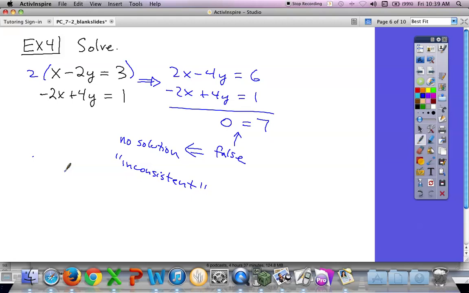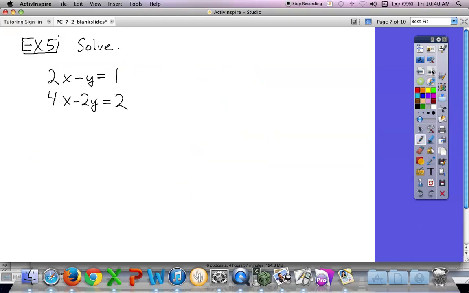And if you just start down the path of solving like you've been taught to solve, and you come up with that kind of an answer, that's the sign that this is one of those that does not have an answer. Okay? Now, the other possibility is like this.